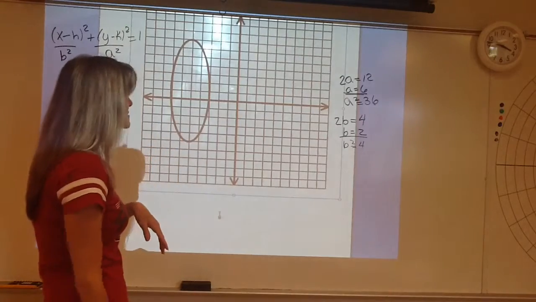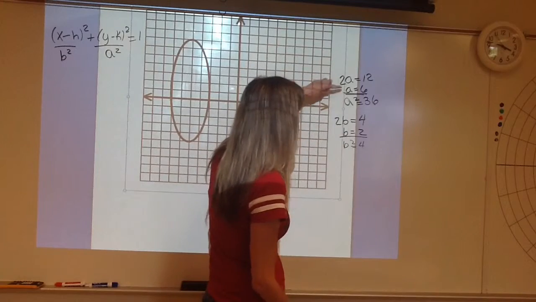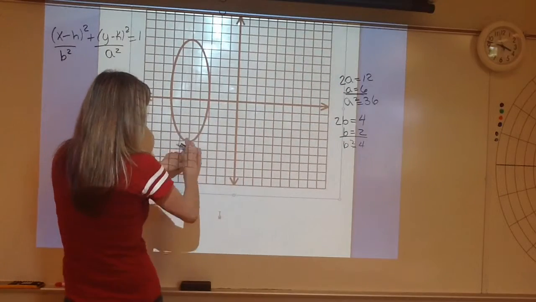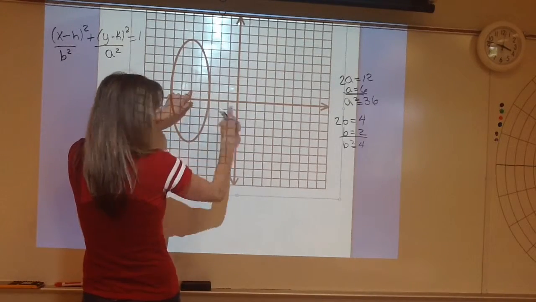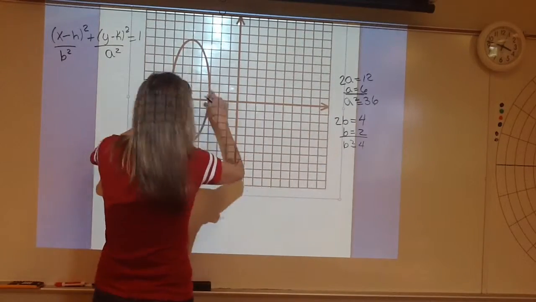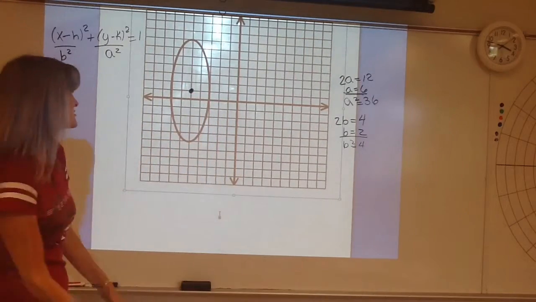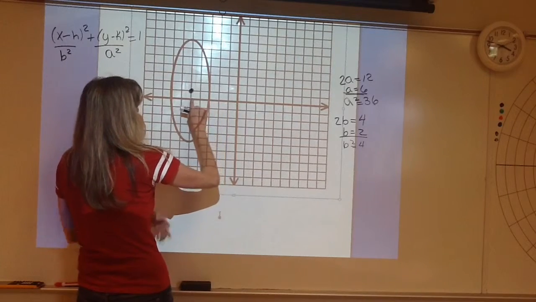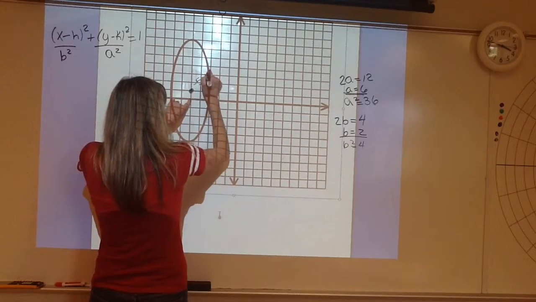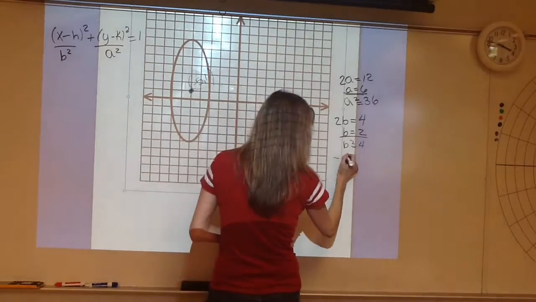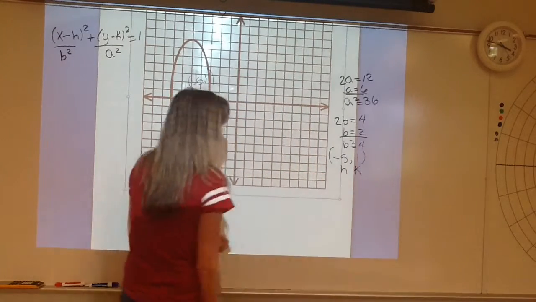Okay, so let's find the center. I know from the edge, from top or bottom, it's 6. So if I go from the bottom and count 6, 1, 2, 3, 4, 5, 6, I know my center is somewhere here. And then from the edge, it's 2. So 1, 2. So here's my center. Let's figure out our center. Our center is at 1, 2, 3, 4, 5, negative 5, and positive 1. So this is my h, this is my k.